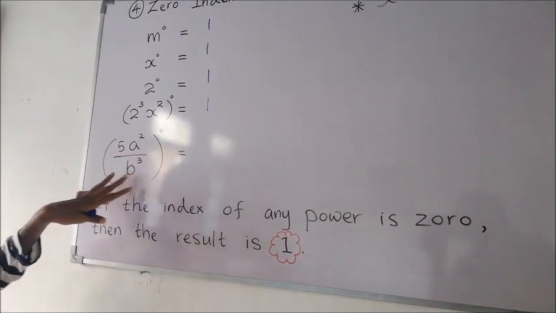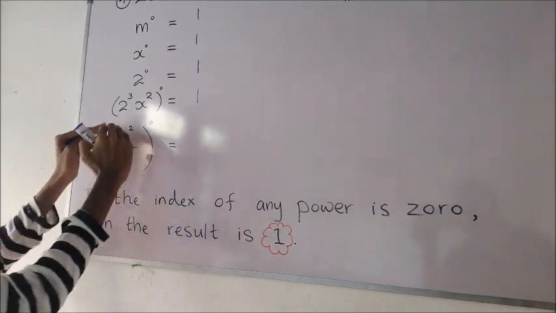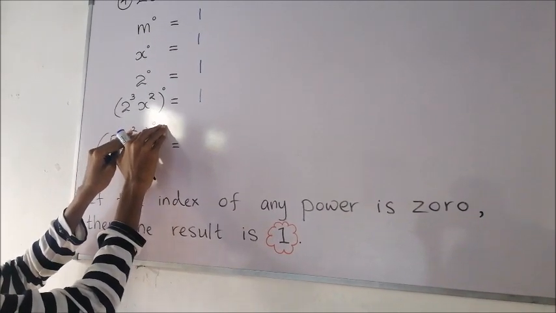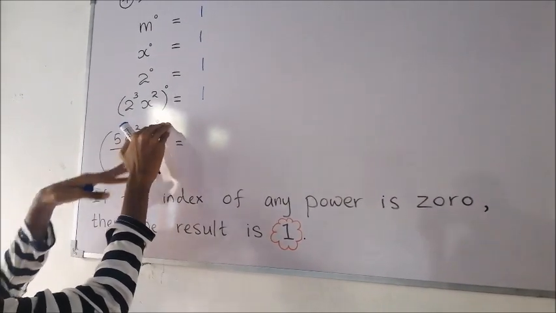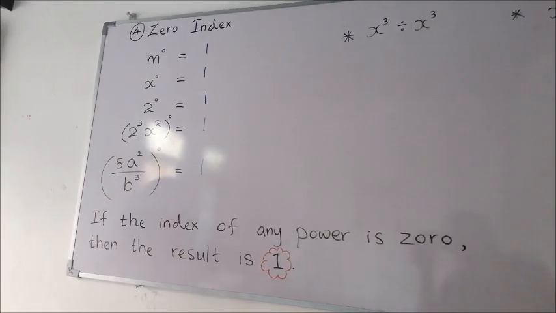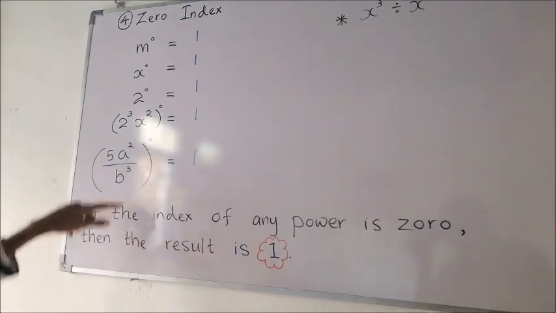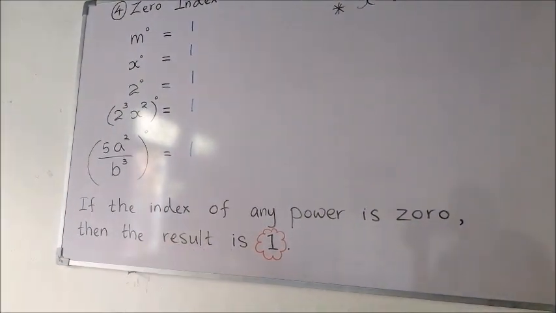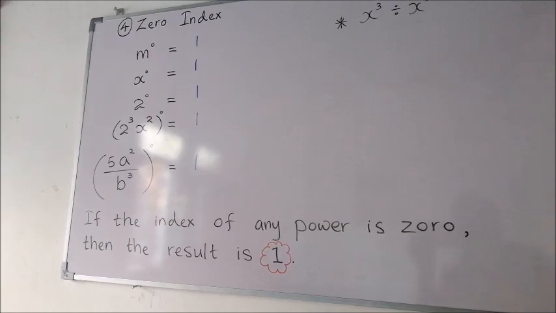Here also, a little bit complex inside the brackets. Out of the brackets, what can we see? The index is 0, right? That belongs to all these things inside the brackets. So the result is 1. Here I have written, if the index of any power is 0, then the result is 1. We will see how it comes.